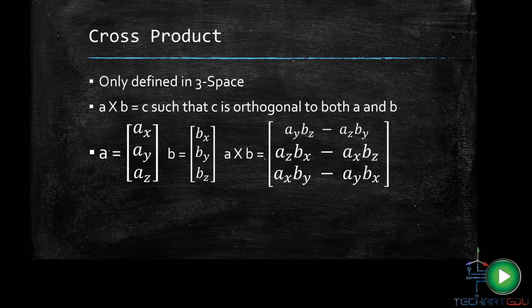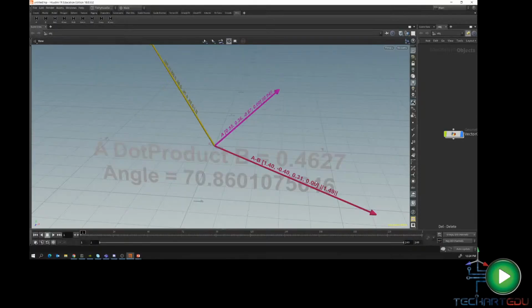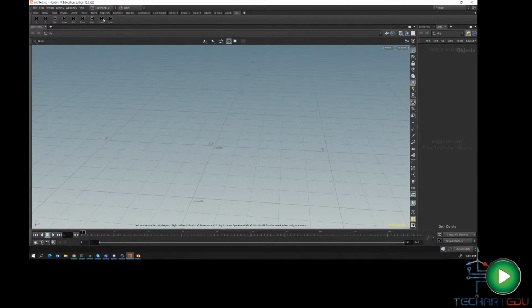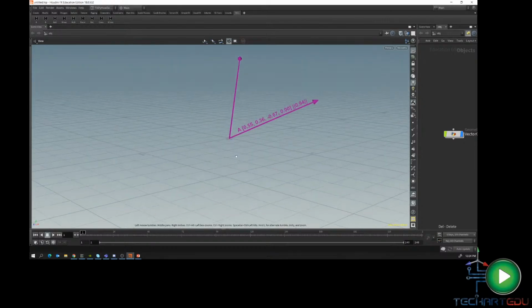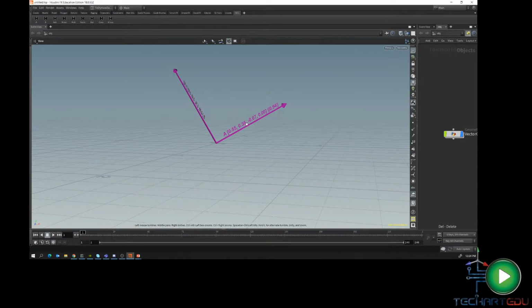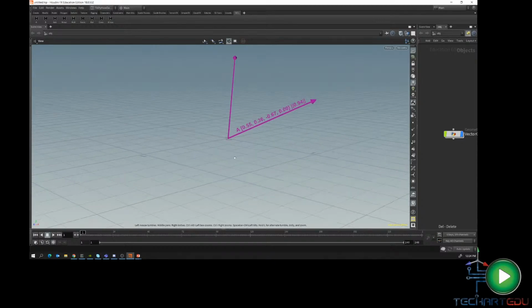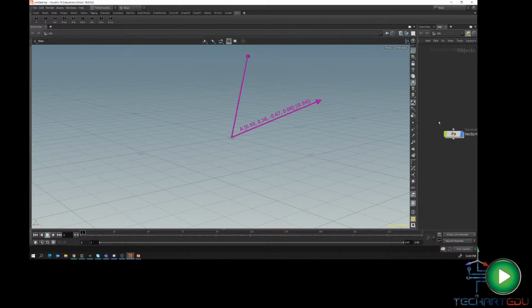That means it's perpendicular to both. Now this is really cool because when you want to figure out, okay, we've got one vector and we've got another vector, what is the perpendicular vector for that? Let's take a look at what that looks like in Houdini. All right, so we've got vector A and vector B. If we were to take A and cross it over to B, we would end up with a vector that goes somewhere in that direction. So let's see what this looks like.